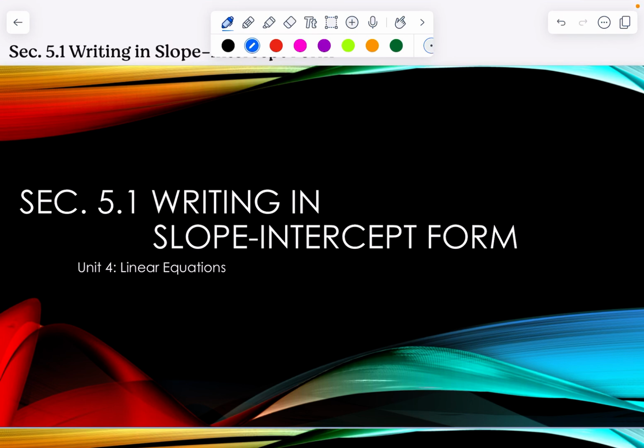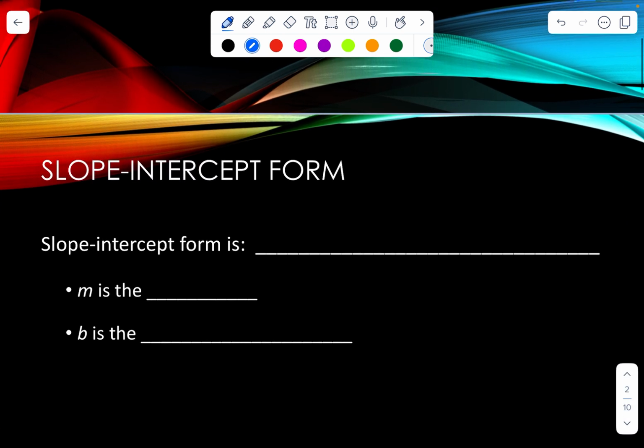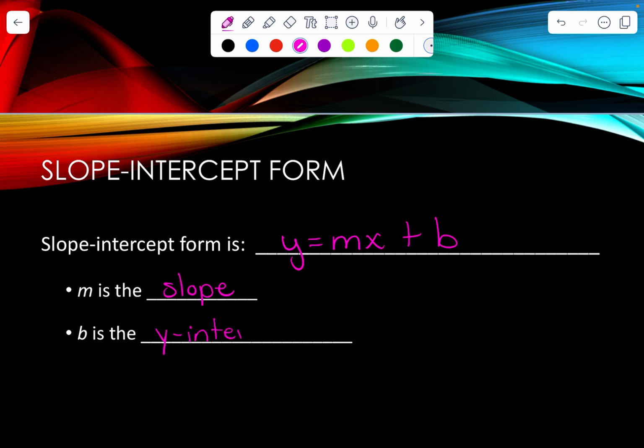Continuing here in Unit 4, today we're going to be working on Section 5.1, which is writing in slope-intercept form. All right, so let's go back and review real quick here. Slope-intercept form, remember, is y equals mx plus b, where m is the slope and b is the y-intercept.